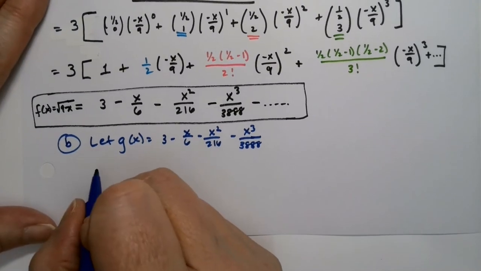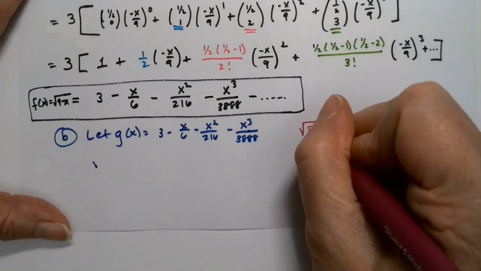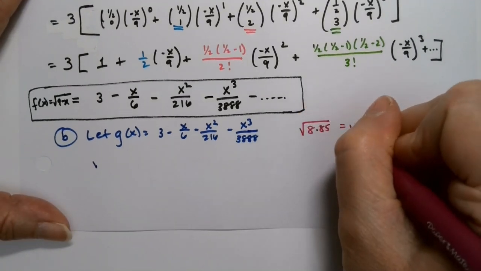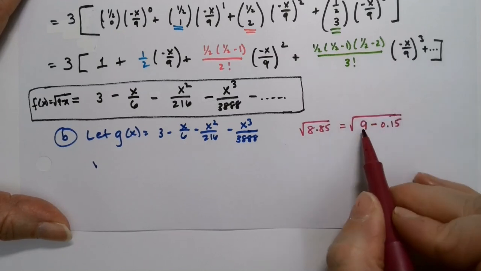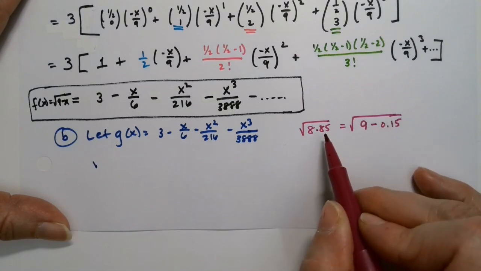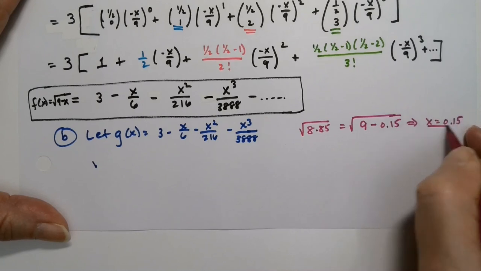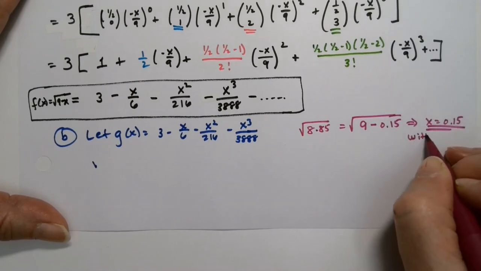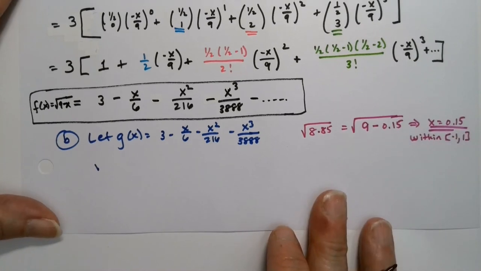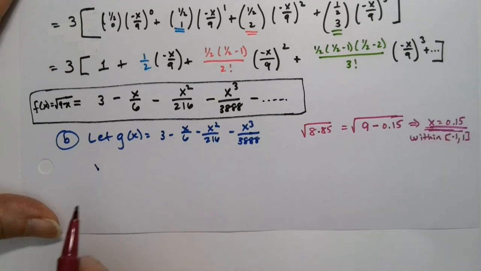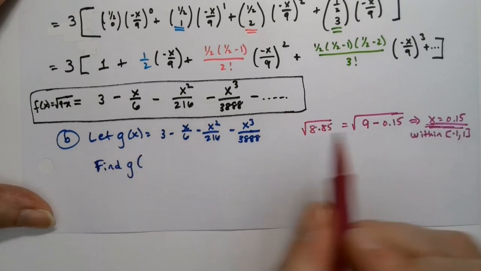So if I want the square root of 8.85, I'll put that over here. The square root of 8.85 is equal to the square root of 9 minus 0.15, right? So 9 minus 0.15 will get you 8.85. So that means that x is equal to 0.15, which is within the interval of convergence that we were given of -1 to 1. So this is great. So what I really want to find is g of that x value, which is 0.15.